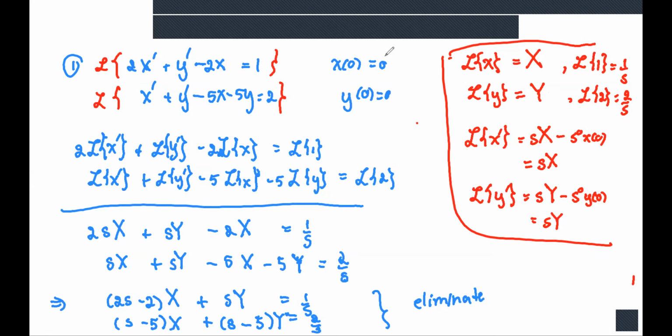So let's eliminate y. If I eliminate y, I'm going to make the coefficient of y the same. So I'm going to multiply the first equation by s minus 5 and multiply the second one by negative 1, and then add them up. Okay, so copy that.